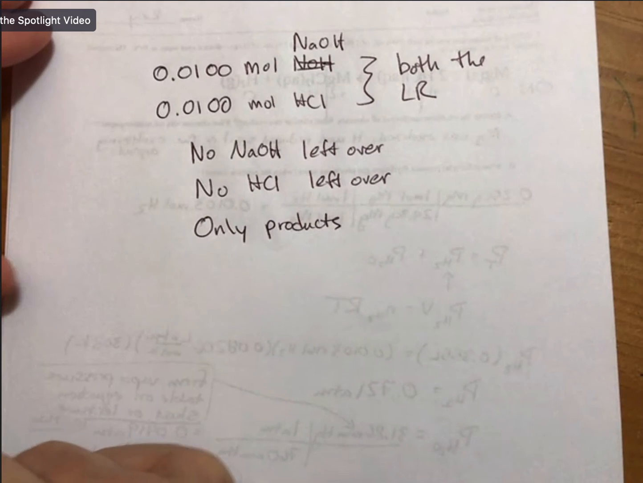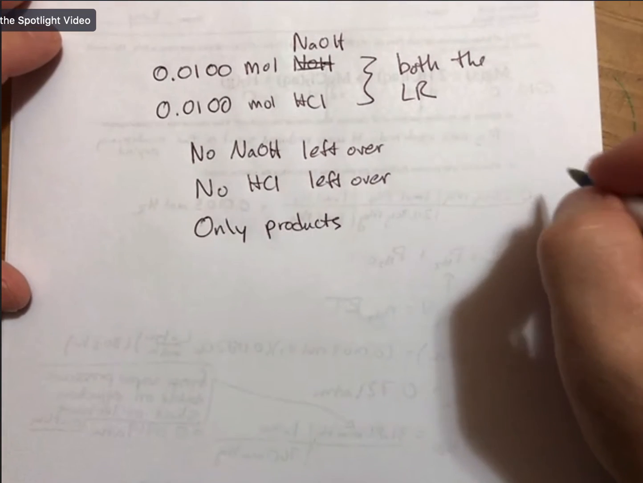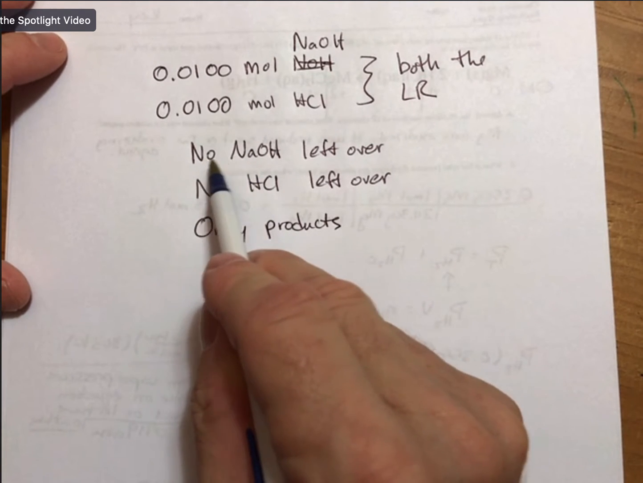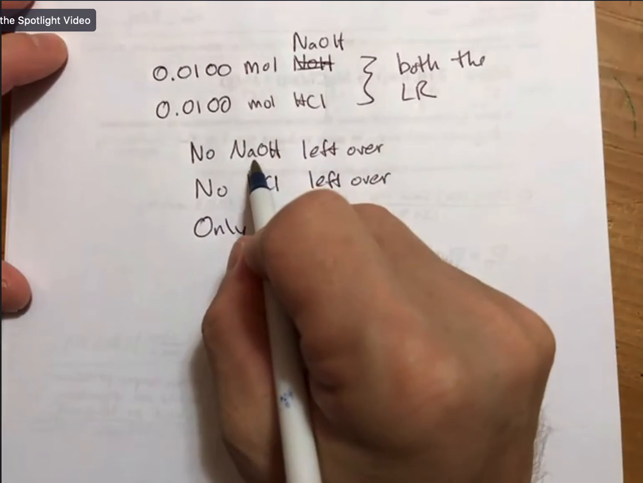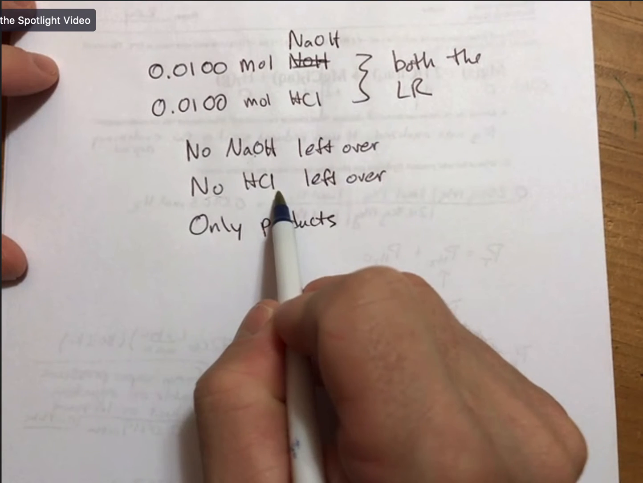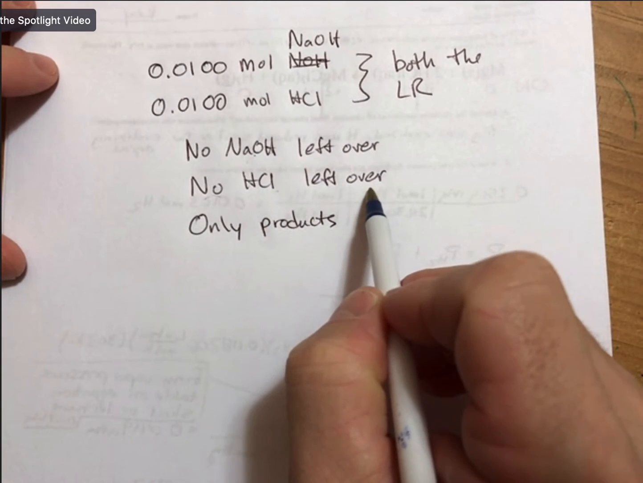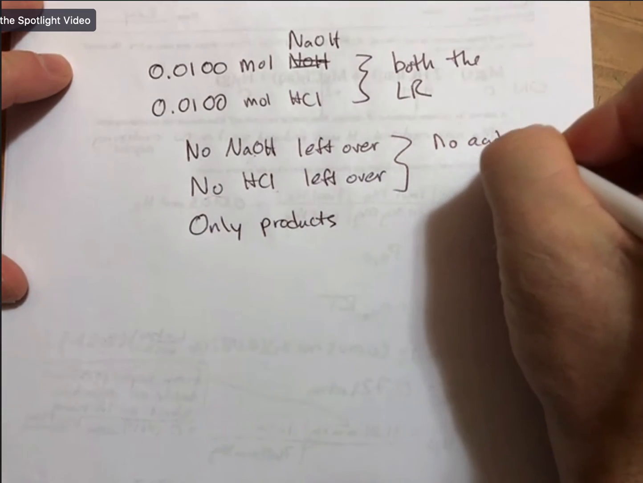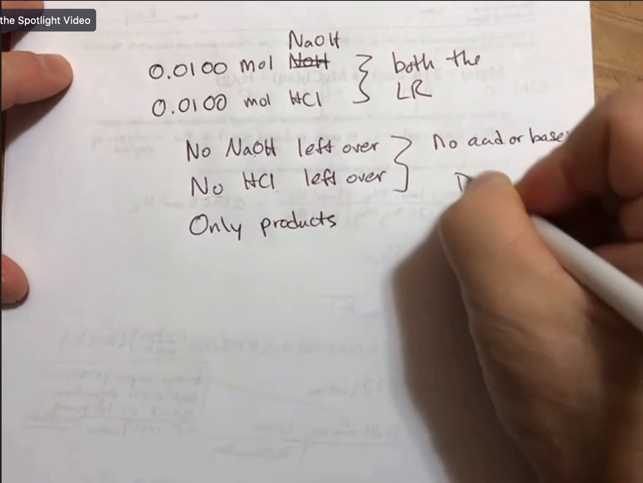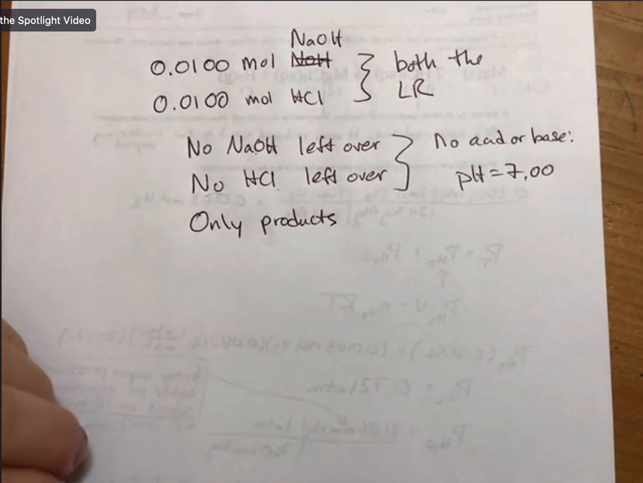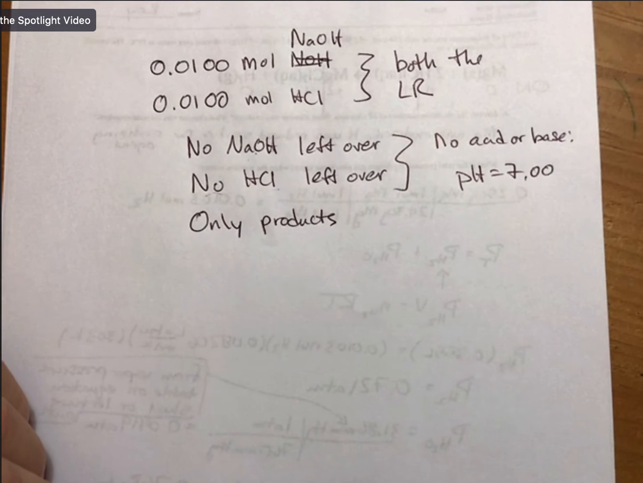Now our answer, we can get to in a couple of different ways, but let's try this way first. If there's no base, the pH cannot be above 7. There's no acid, so the pH cannot be below 7. And so if there's no acid or base, pH must be 7. We technically say 7.00 because all pHs have 2 decimal places. Thank you so much, Professor.